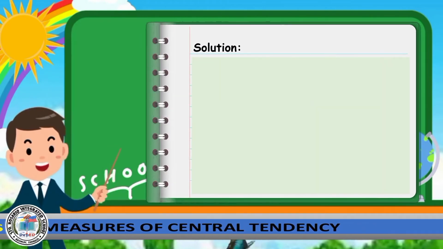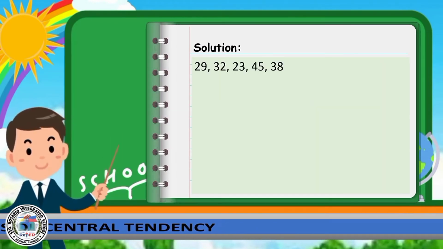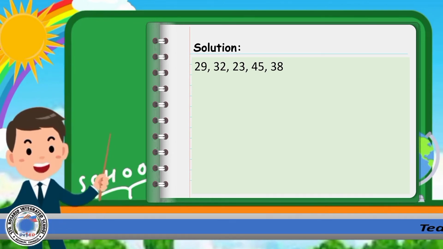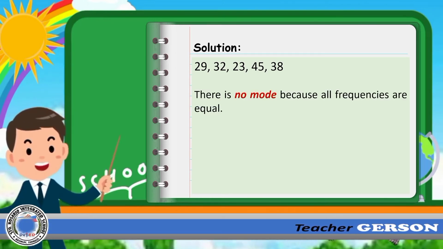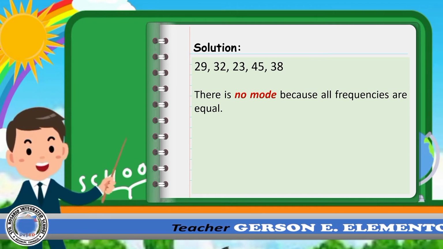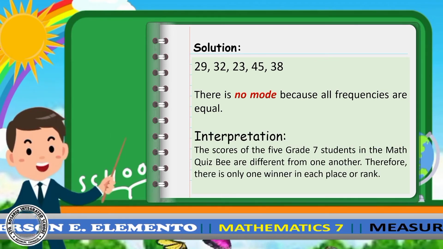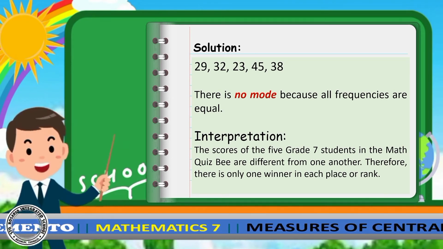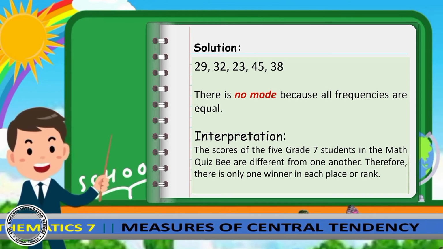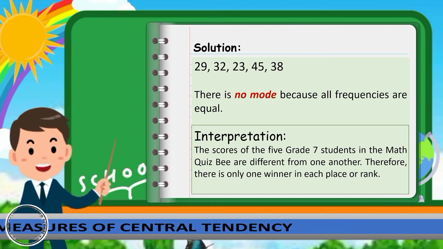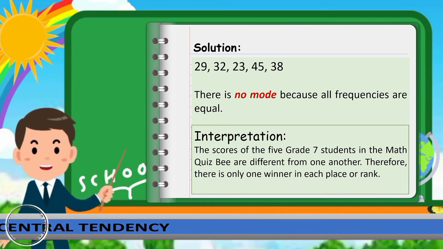Solution. We have 29, 32, 23, 45, and 38. Very good. There is no mode because all frequencies are equal. Interpretation. The scores of the 5 grade 7 students in Math Quiz B are different from each other. Therefore, there is only one winner in each place or rank.